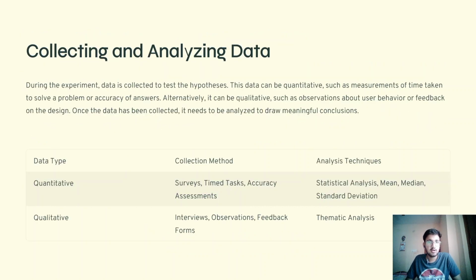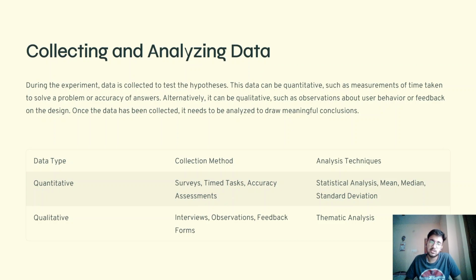Next, we have collection and analyzing of data. During the experiment, there is a certain amount of data which needs to be collected to test the hypothesis. This data can be quantitative, and there will be measurements taken time to time to solve a problem to get the right accuracy. Alternatively, it can be qualitative, such as user behavior or feedback on the design. Once the data has been collected, it needs to be analyzed to draw meaningful conclusions.